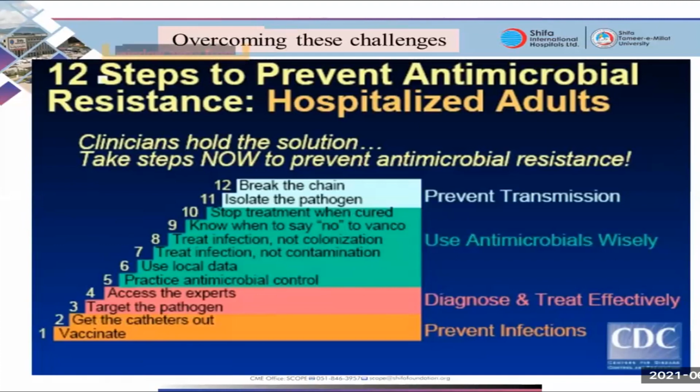And isolate the pathogen. You should always isolate patients who are infected with ESBL pathogens or MDR infections from other patients so you can prevent the transmission. And you should be able to break the chain. You have to make your own new guidelines. You have to set new practices.